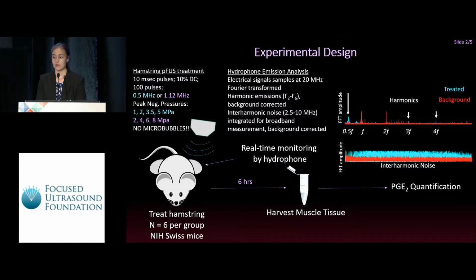We also used real-time monitoring by hydrophone to look at the emission spectra. And we then analyzed for harmonic emissions as a measure of stable cavitation and interharmonic noise as a measure of inertial cavitation, and both were background corrected. As you can see on the right, this is an example spectra for looking at harmonics and interharmonic noise, where treated is shown in blue and the background is shown in red.